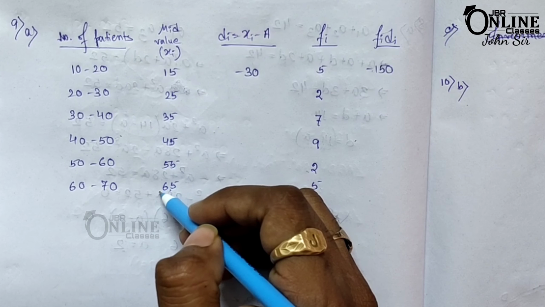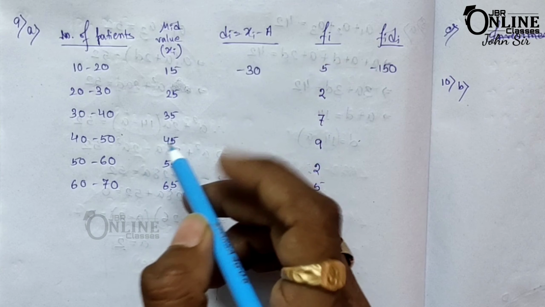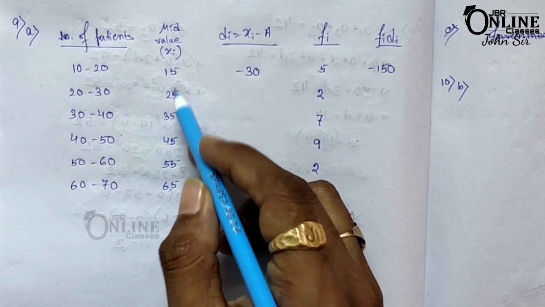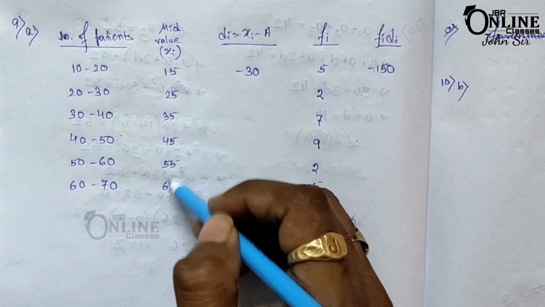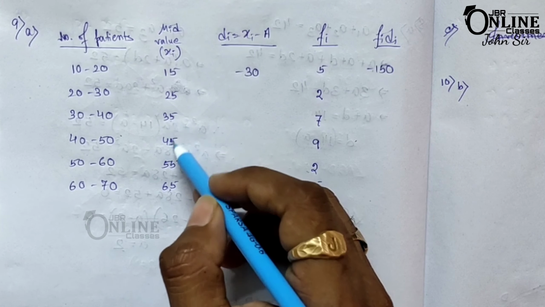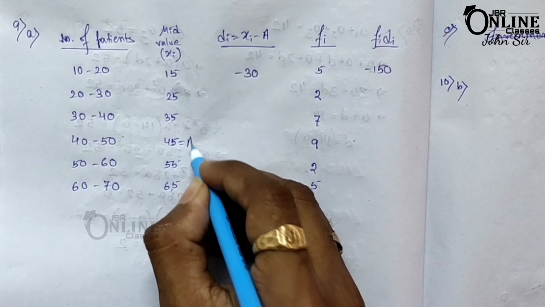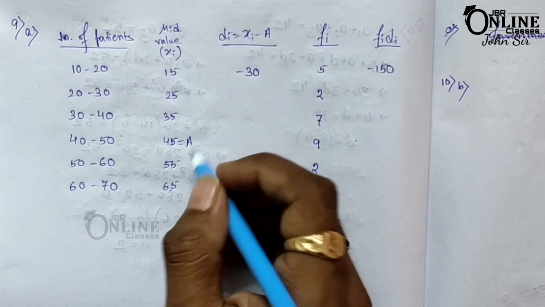If there are an odd number of values, then you can easily find only one mid value, that means a mid number. As there is an even number, that means 6 numbers, there are 2 mid values. First one 35, second one 45. So you can choose any one. Here I choose 45 as a.